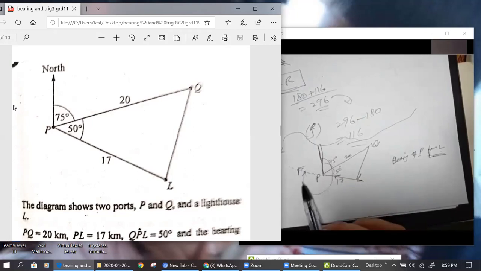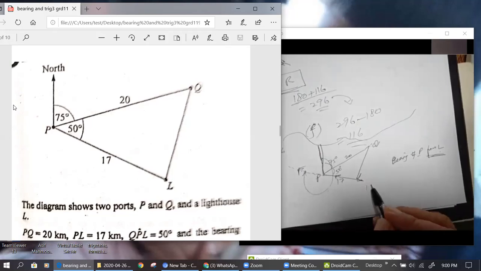So 50. This straight line is 180. 180 plus what? 190 minus 50. 180 plus all this. 180 plus 75. 75 plus 50 is 305. Simple as that.